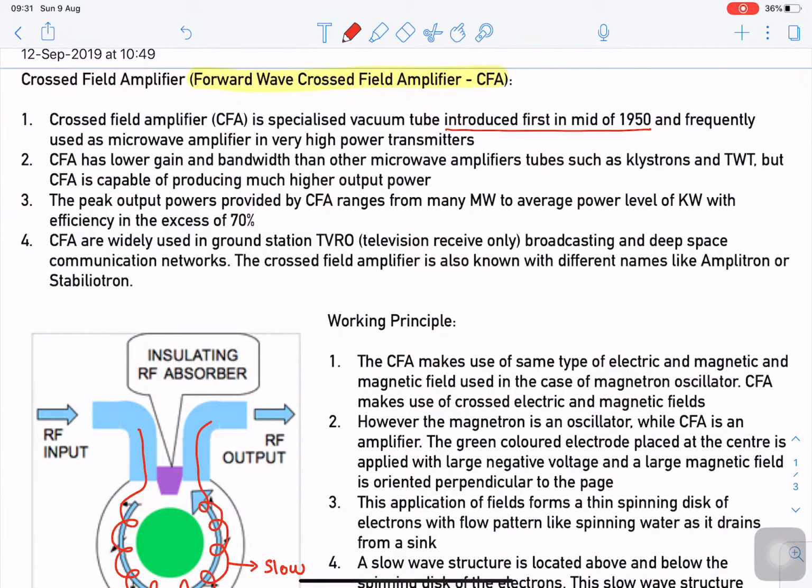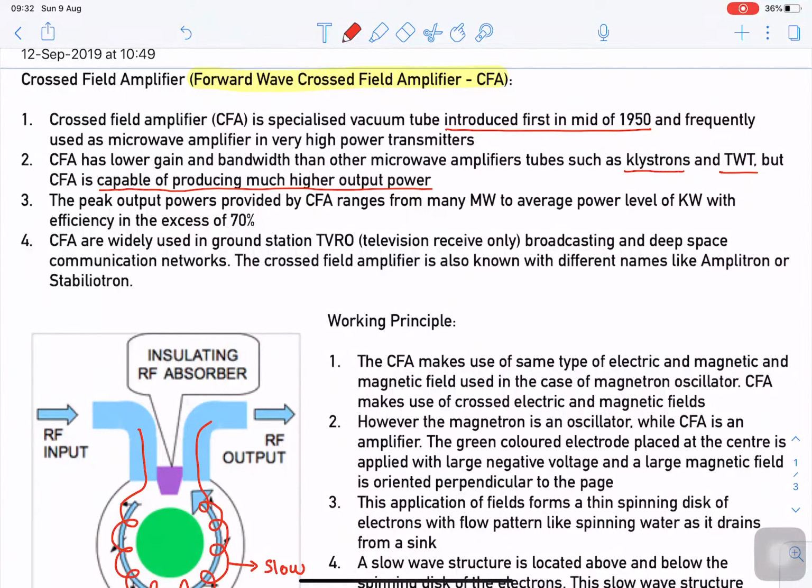But here the only advantage of using the cross field amplifier is it is capable of producing much higher output power compared to 2 cavity klystron amplifier and traveling wave tube. So this is the significant advantage of cross field amplifier over 2 cavity klystron amplifier and traveling wave tube amplifier. Only the thing over here is the gain provided and the bandwidth achieved in the amplification operation using cross field amplifier are low when it is compared to primitive microwave tubes like amplifiers, traveling wave tube and 2 cavity klystron.